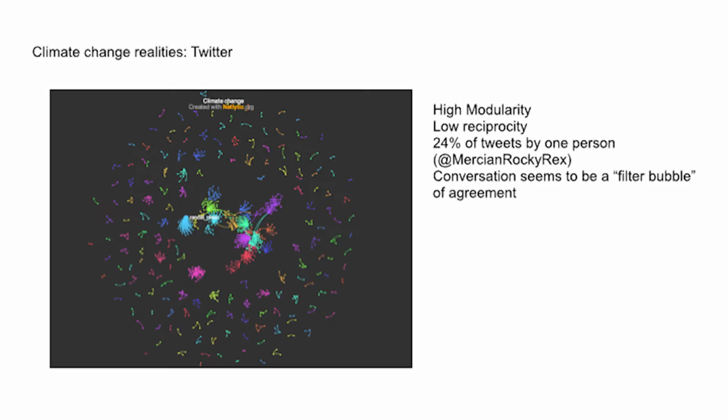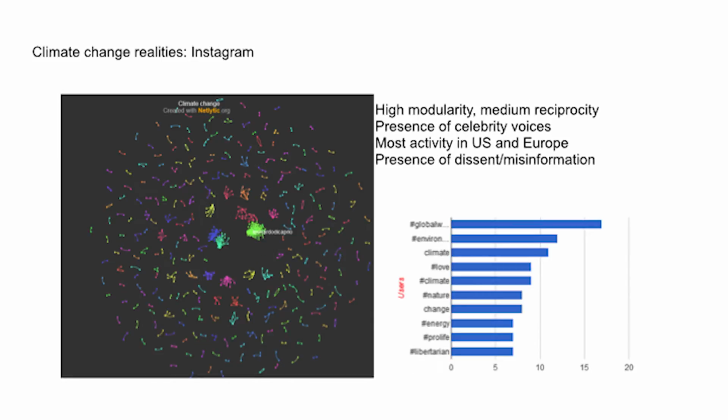And on Twitter, we're seeing a filter bubble of general agreement around the topic. Everybody is agreed that climate change is a problem, which could be seen as a good thing, or again, could be seen as evidence that there's not a discussion around this topic that is influencing those people who aren't seeing it as an issue. On Instagram, we see again a high modularity. We see those groups. We see a medium reciprocity, which means they're having more ability to get their message out, but it's still not a high ability to get their message out.